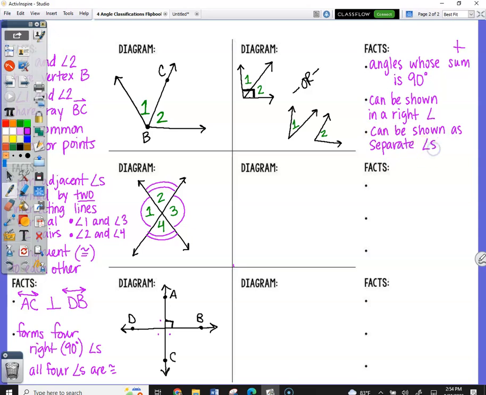Now, if it's shown as separate angles, then you would have some type of directions that would say, hey, these are complementary. So for example, right here, if angle 1 was 50, and I told you angle 1 is complementary to angle 2, then angle 2 would measure 40. Very basic example. Which brings us to the next vocab word, which is supplementary.